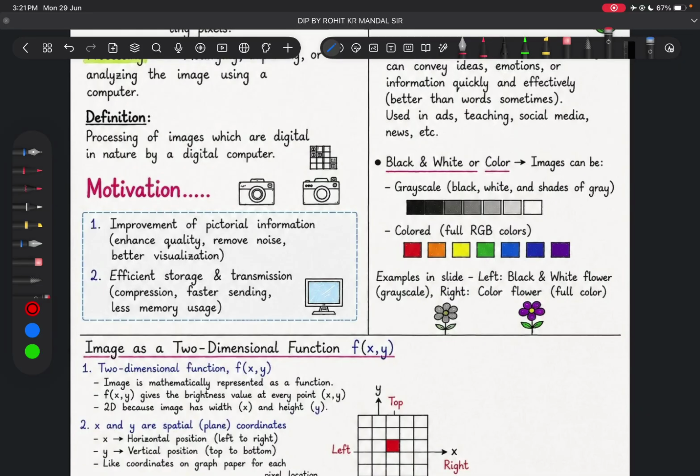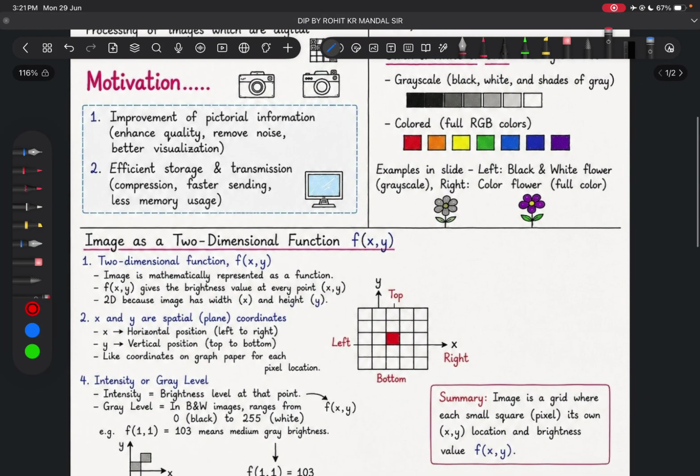Now, what are the motivations of digital image processing? First of all, the first reason for using digital image processing is to improve pictorial information, which means enhancing image quality, removing unwanted noise which is present in our images, improving visualization, making images clear and easier to understand. For example, we have seen doctors enhance X-ray images to detect disease more accurately.